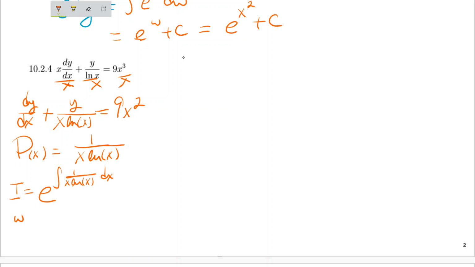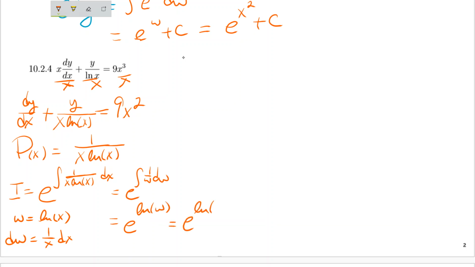And we're going to have to do some u substitution on this. W I'm going to pick to be natural log of x. Then dw is 1 over x dx. So when you integrate this, it's going to be e to the integral of 1 over w dw, which will give you e to the natural log of w, which will be e to the natural log of the natural log of x. Oh boy, did I not see that coming.